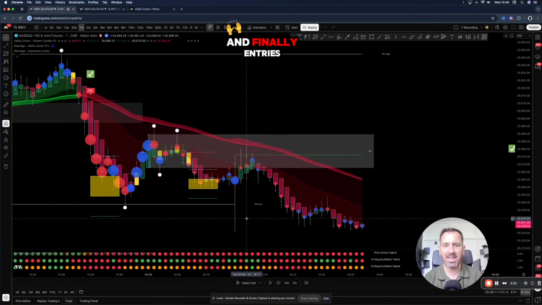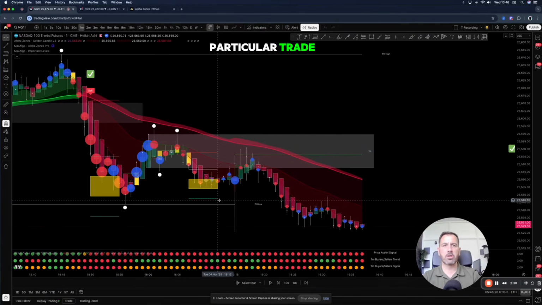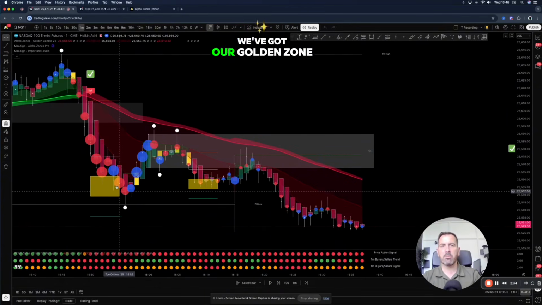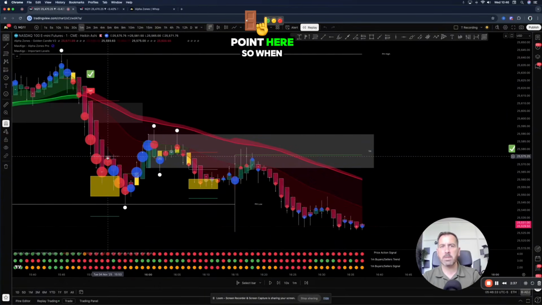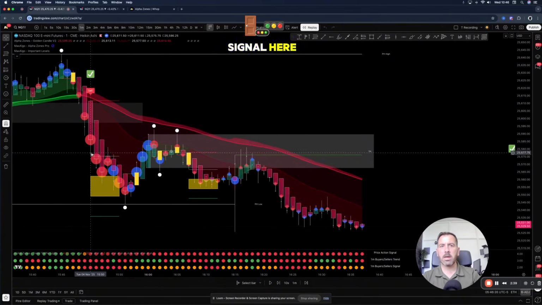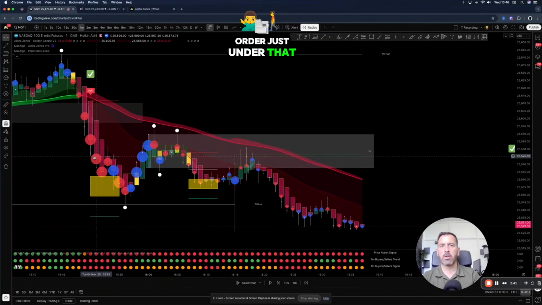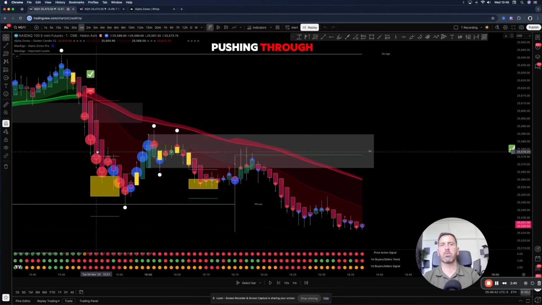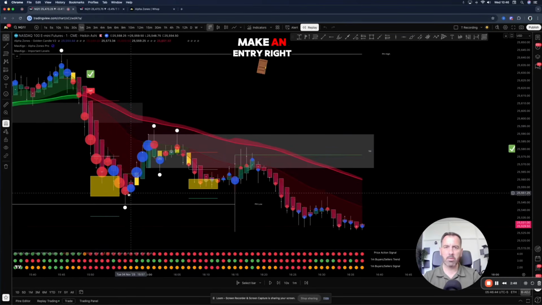And finally, entries. I use a stop order. And the reason I use a stop order is so that we can get volume that pushes through a particular trade. Just as an example here, in our trade setup, as you can see, we've got our golden zone, we've got our entry point here. So when we get a sell signal here, I'm putting a stop order just under that there. So if it comes back on me, I don't get taken in. If I get volume pushing through, that's where I get the move. So that's how we make an entry.